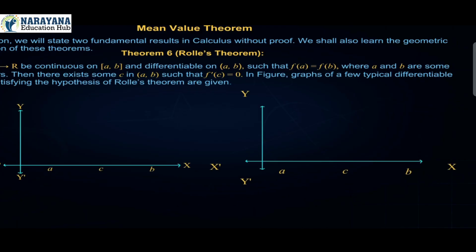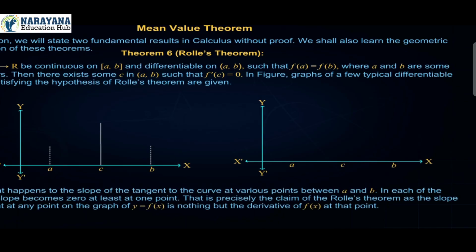In the figure, graphs of a few typical differentiable functions satisfying the hypothesis of Rolle's theorem are given. Observe what happens to the slope of the tangent to the curve at various points between A and B.